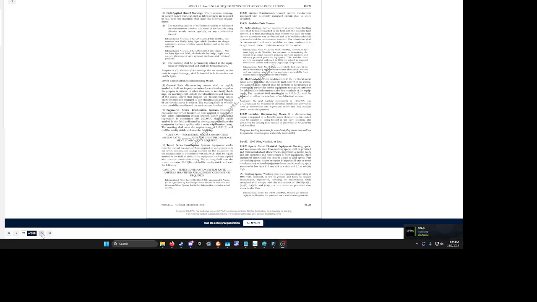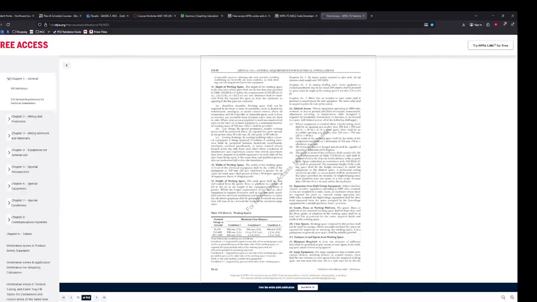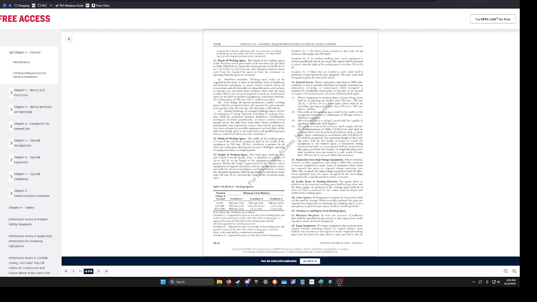Okay. Go over here. Depth of working space. This is talking about how deep it has to be based on these specific code articles. We'll get to them down here, literally. Width of working space. The width of the working space in front of the electrical equipment shall be the width of the equipment or 30 inches, whichever is greater. So if you have a panel board that's 60 inches wide, then you need to have 5 feet of space across. But if it's like a foot and a half, it needs to be 30 inches, whichever is greater. Height of the working space is 6.5 feet or the height of the equipment, whichever is greater.